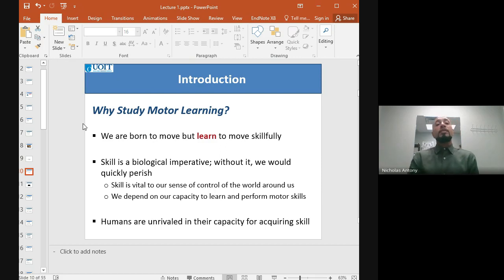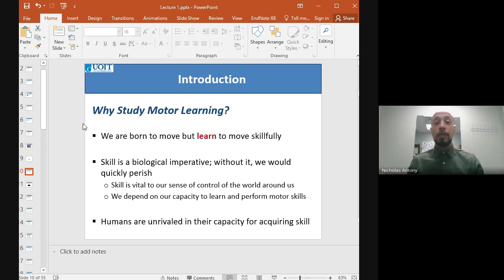So why do we want to study motor learning? What is it about motor control and learning, or the ability to control one's movements, that is interesting? Now, we are all born to move. All animals are born to interact with the environment. It's a biological imperative that we need to be able to interact with the environment surrounding us.